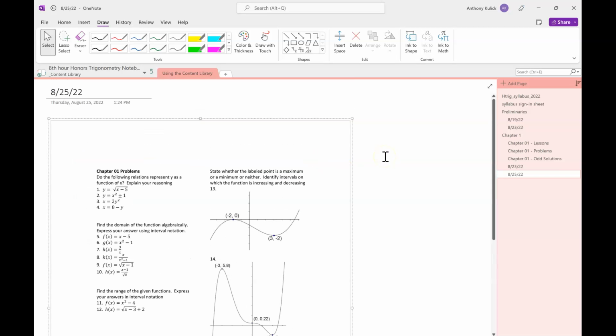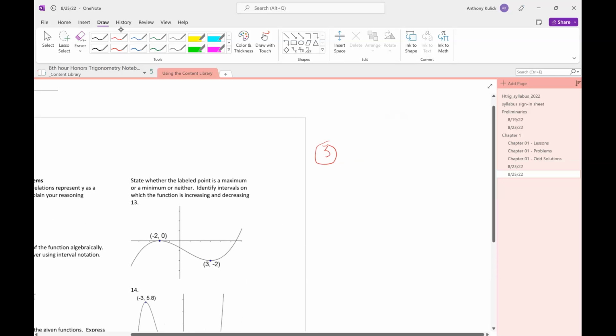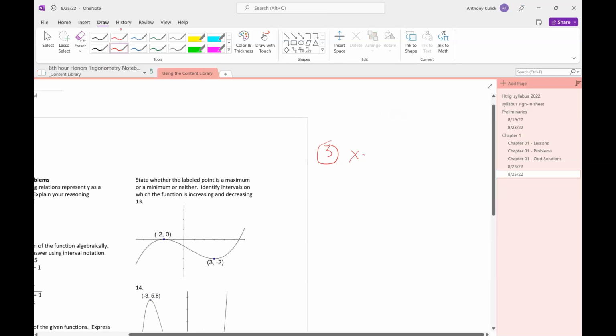All right, so we have, do the following relations represent y as a function of x? And then explain your reasoning. So what this means is that this is my independent variable, and this is my dependent variable, right?